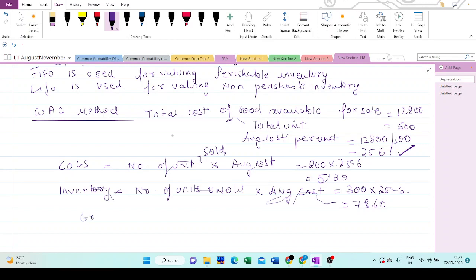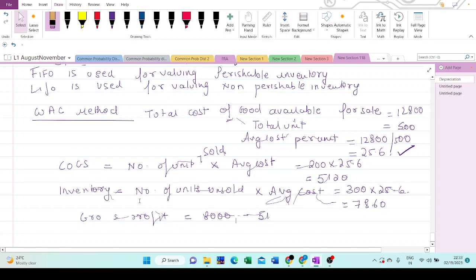Okay. So what would be my gross profit, guys? Gross profit is basically your sales revenue, which would remain the same, that is 8000, minus COGS 5120. What is 8000 minus 5120? 2880. Right. So this is how we calculate COGS, inventory, and gross profit under these three inventory valuation methods.